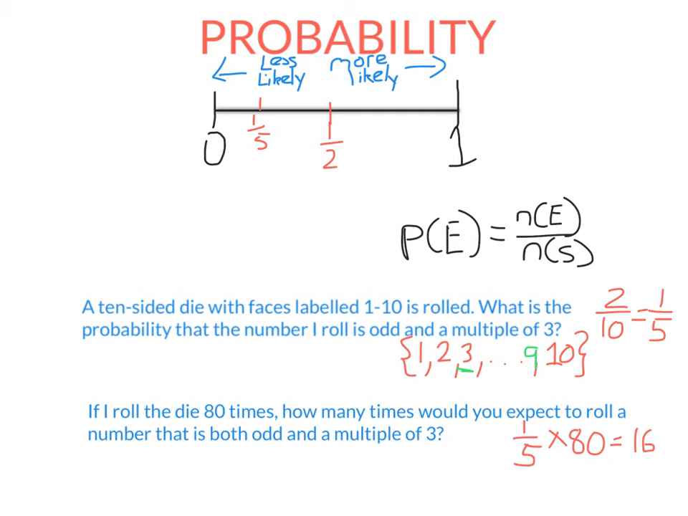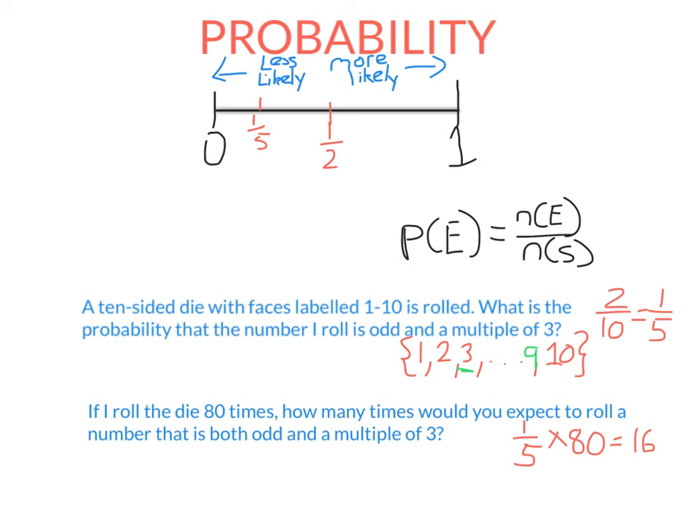So the number of times I expect something to happen is just the probability times the number of trials. Of course, this may not happen in reality. If I roll the die 80 times, I may not get exactly 16 of those coming up as a 3 or a 9. This is why it's called theoretical probability. The theoretical probability that we calculated here is what should happen. It's the proportion or fraction of times that something should happen.